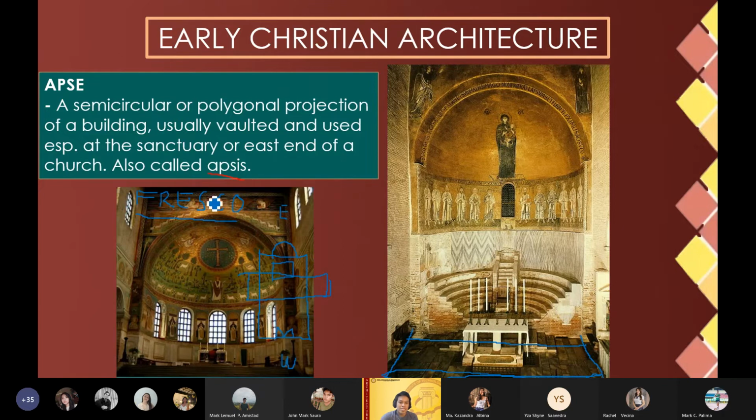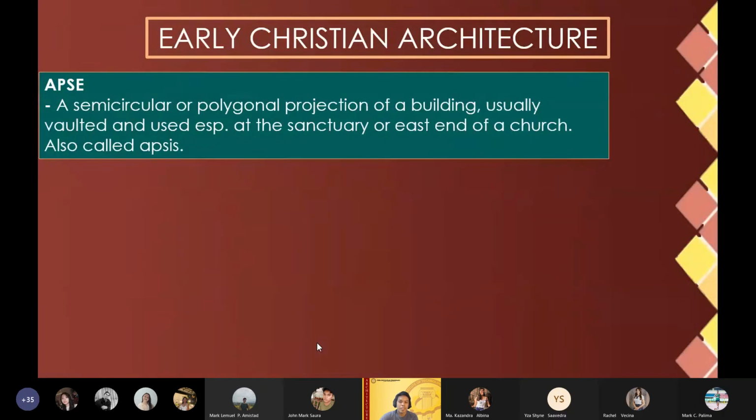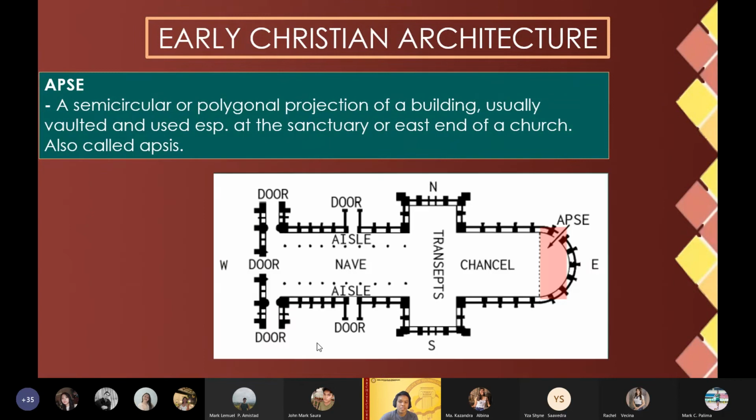Sorry about that. Here is another example of an apse. This one has a closed apse, with semicircular windows placed in it. But still, its form is semicircular. Okay, so again, we have covered the terms: nave, narthex, aisle, sanctuary, apse.